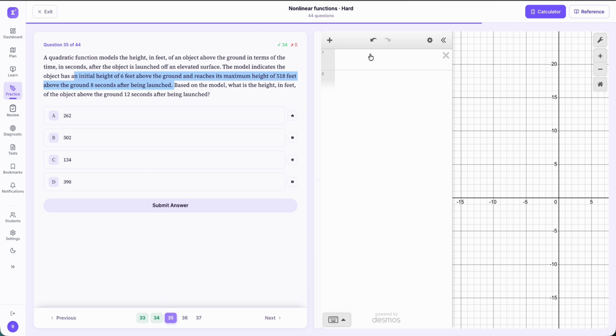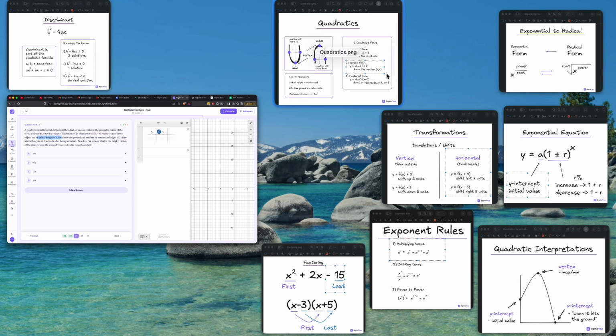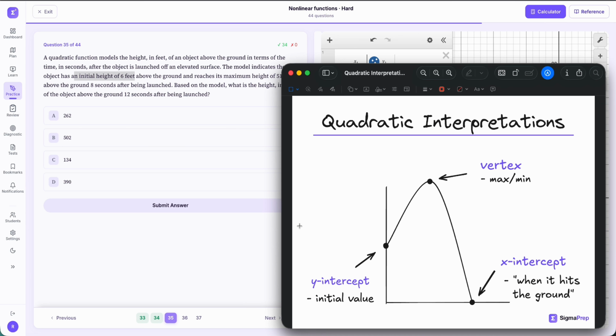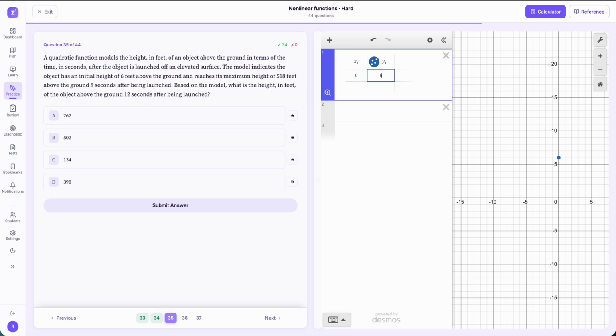Why is that important here? Well, you can get Desmos to give you this quadratic function. You just need to do a regression. So our first point is the initial height. You got to know your interpretations as well. Initial height, that's your y-intercept. That's another way of saying that. So (0, 6). And then my vertex is (8, 518).